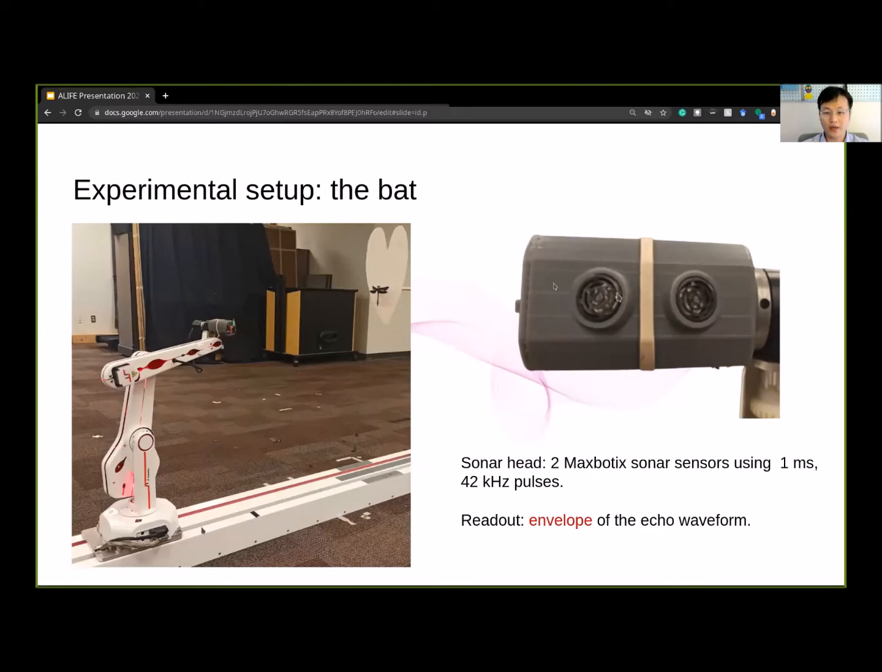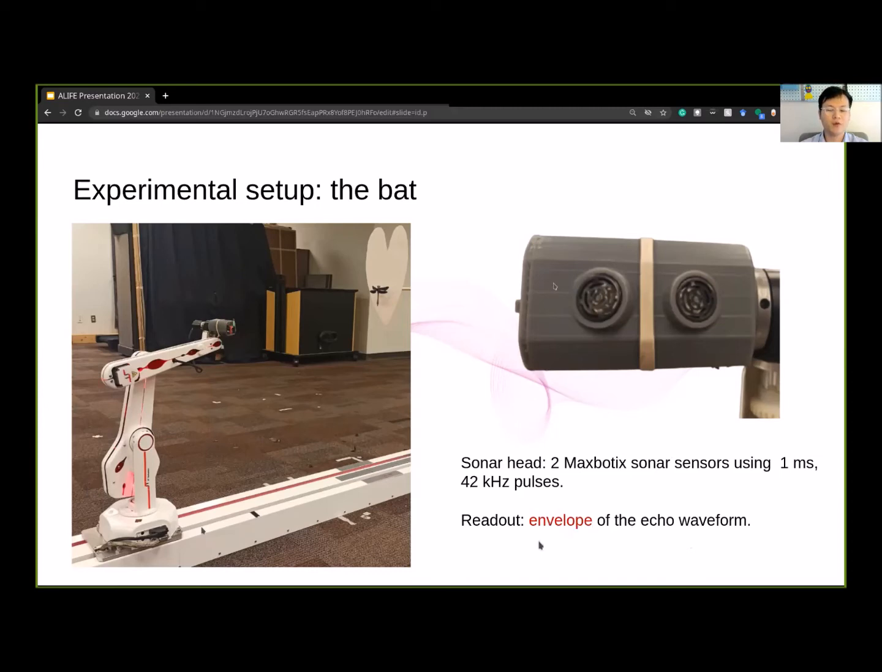On this sonar head, we have two sonar sensors, and these two sonar sensors are offset by 30 degrees, which is trying to approximate the left and right ear from the head-related transfer function of the bat. So this sonar sensor will send out and read a pulse of 42 kilohertz. The readout of the echo will come back as a pressure waveform, get compressed through a gammatone filter so that we can get an envelope of that waveform.